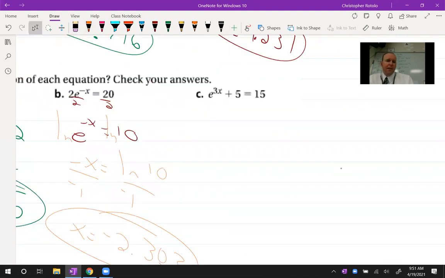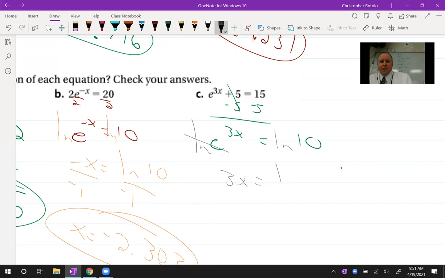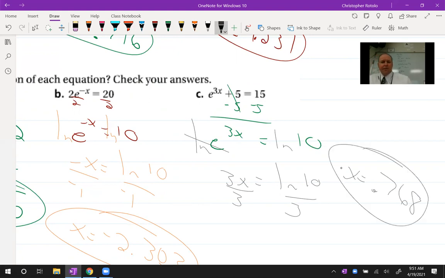And one more, instead of dividing the number out this time, we have to subtract it, right? So I want to make sure I'm getting this e to some power all by itself. And then we're going to introduce the log. And in this case, since the base is e, the natural log. So we kind of use those interchangeably. All right, natural log of 10 divided by 3. So natural log of 10 divided by 3, 0.768.